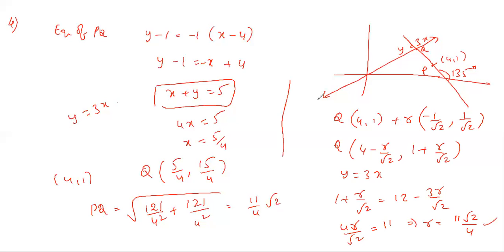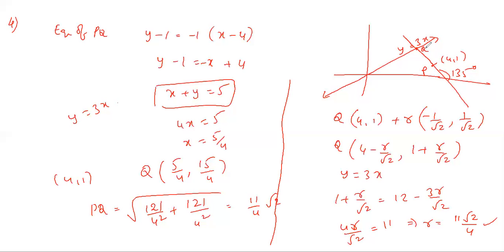Understand the methods? In the first method, r is PQ, and I am finding the line equation of PQ directly. So solving the two lines, you will get the point Q, and then you can find the distance PQ. In the second method, I am writing the point Q.